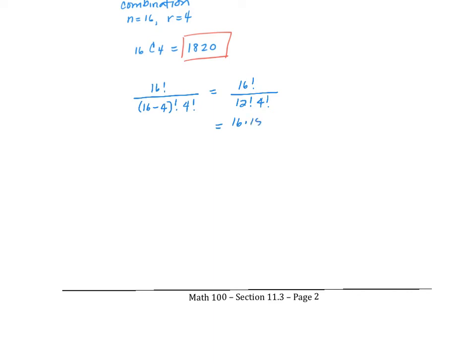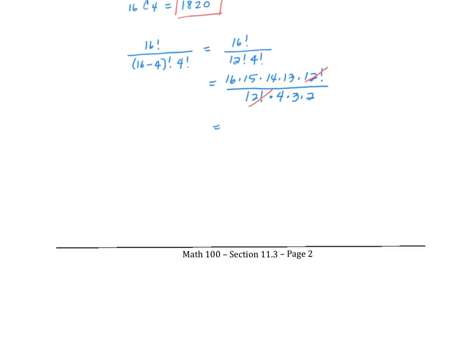16 times 15 times 14 times 13 times 12 factorial is where I'll stop, because it'll cancel with the 12 factorial in the denominator. And then 4 factorial is 4 times 3 times 2. And I don't really need to write the 1, so I'm not going to. Cancel our 12 factorial. And then you can just plug this in a calculator.